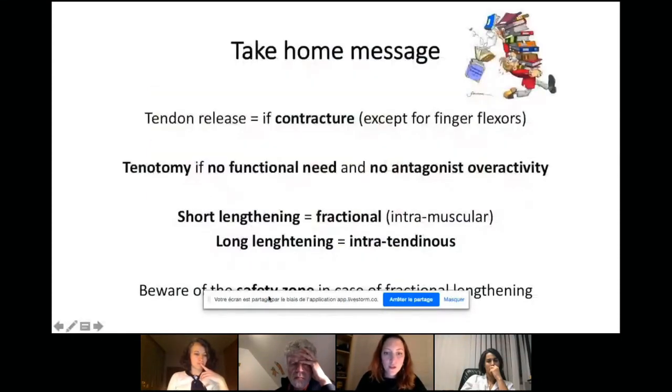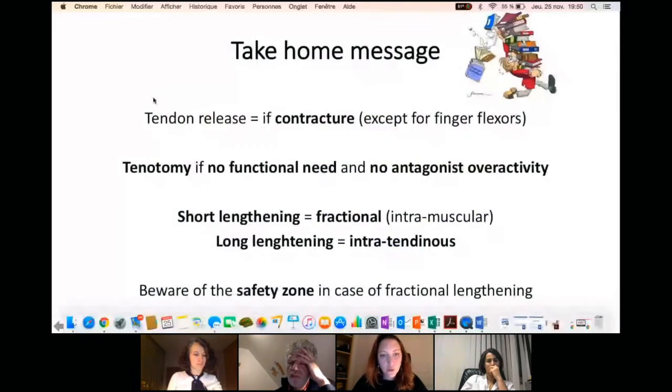So take-home message, if there is a contracture, we perform a tendon release. The tenotomy is used if there is no functional need and no antagonist overactivity. For short lengthening, we use a fractional lengthening. For long lengthening, we use intratendinous, and beware of the safety zone in case of fractional lengthening.